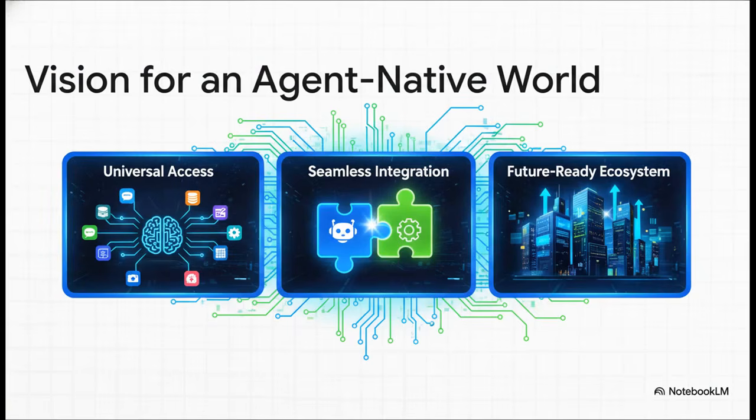So what does that world actually look like? Well, first, you get universal access. Suddenly, any piece of open-source software becomes a tool your AI can just pick up and use. Second, seamless integration. No more waiting for a company to release a special API. And third, you get a future-ready ecosystem. This is how we can transform decades of powerful human-designed software into brand-new tools that AI can master.